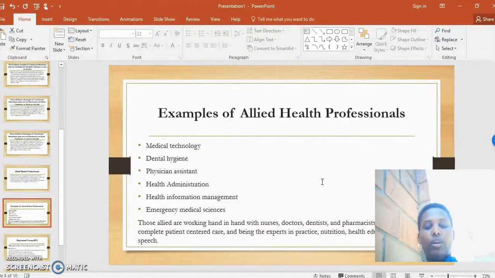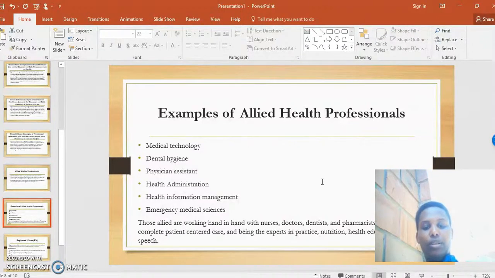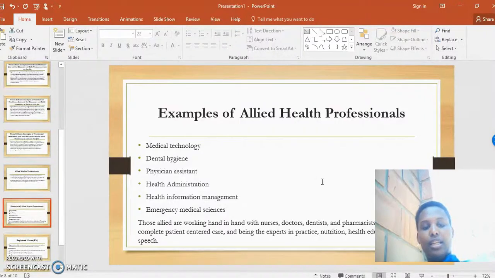Those allied professionals work hand in hand with nurses, with physicians, dentists, and people who provide the medication to the patient. They provide complete patient-centered care and are experts in practice, nutrition, health education, and speech. They are experts in those different areas because they work hand in hand with doctors and the other experts in healthcare.